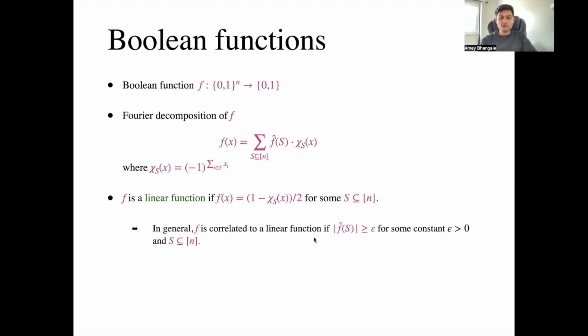And in general, f is correlated to a linear function if one of the Fourier coefficients is heavy. And for our work, heavy just means that one of the Fourier coefficients is at least a constant, which is independent of n.